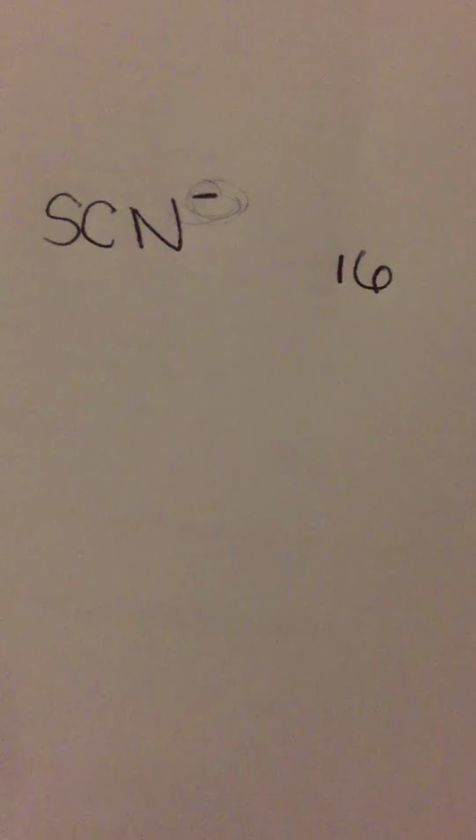SCN minus 1. So this one has a different charge, as we see, with a negative. So it has one extra electron. So we will first begin thinking about the valence electrons. S, sulfur, has 6. C, carbon, has 4, as we've seen. And then N, nitrogen, has 5, which gives us a total of 15. But we have to remember there is an extra electron, so that is going to give us a total of 16 valence electrons. So we are going to go ahead and start writing this one.